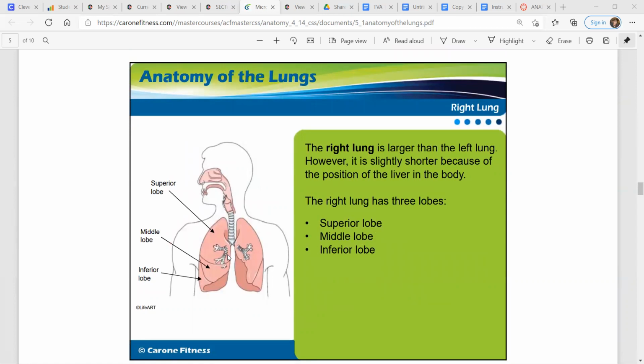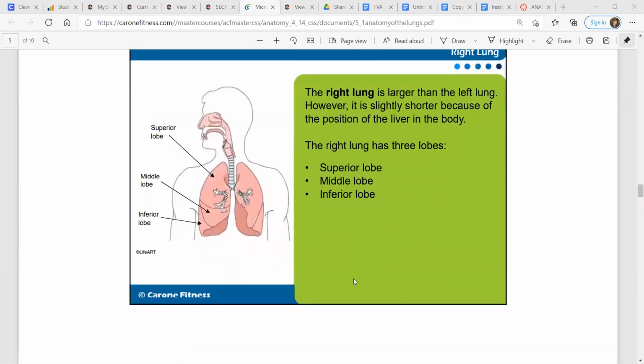The right lung is a bit larger than the left lung. However, it's also shorter because of the position of the liver on that side of the body. The right lung has 3 lobes. You have your superior lobe, the middle lobe, and your inferior lobe. So here we have 3. The other one had 2.